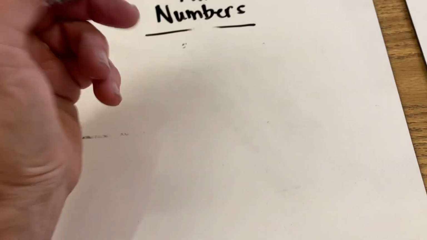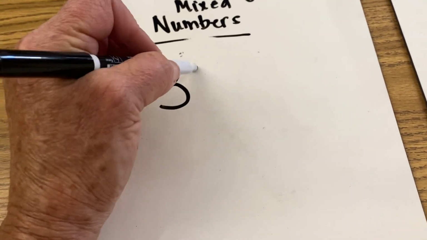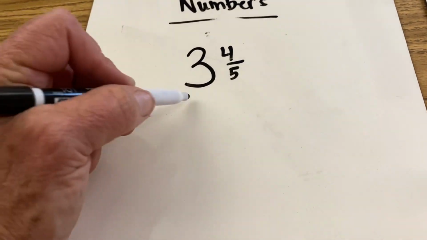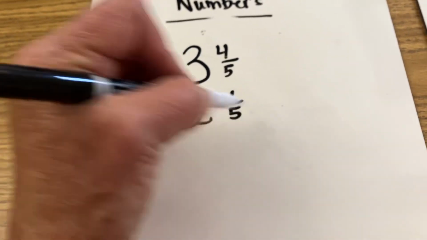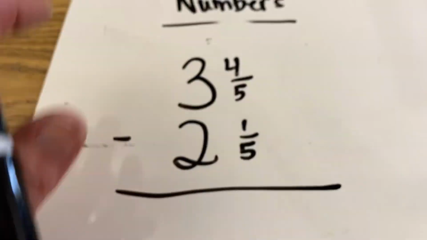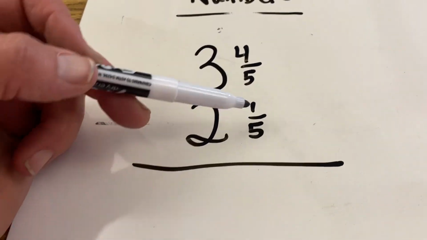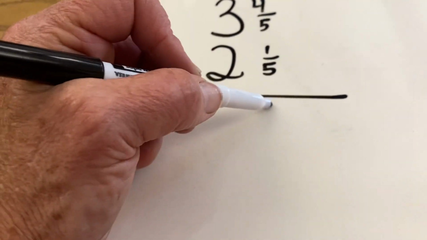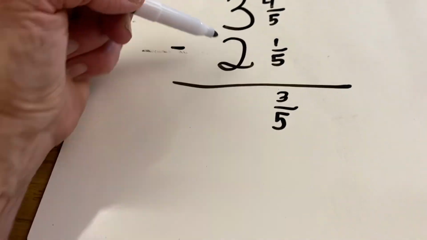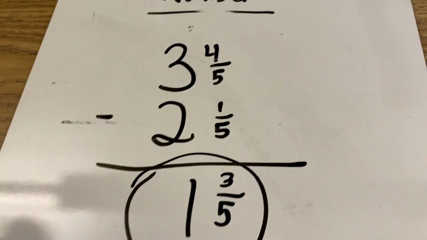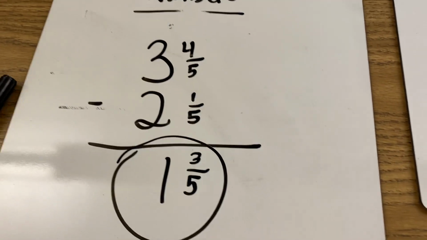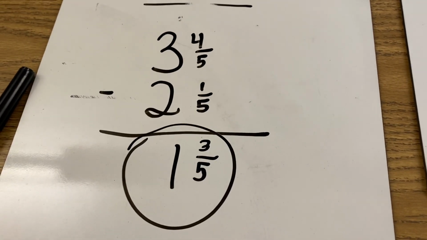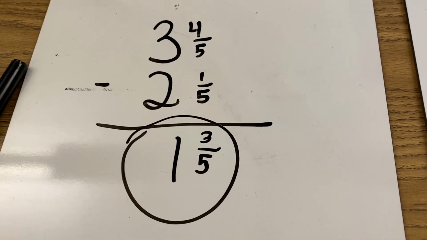Now remember, sometimes you don't need to regroup with the subtracting mixed numbers. Sometimes you're good. Like let's say I have 3 4/5 minus 2 1/5. Yeah, so that one I don't need to regroup at all. 4/5 minus 1/5, I'm in good shape. I know that's 3/5, and 3 minus 2 is 1, okay? So be sure and look at it closely. Sometimes you don't need to regroup. You can just subtract, okay?